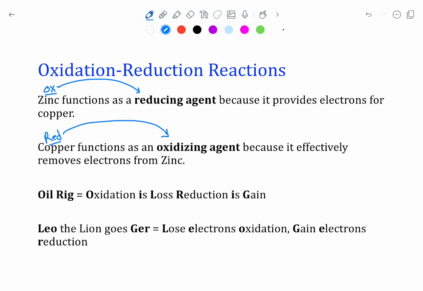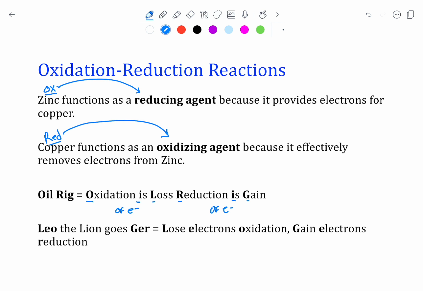We have some mnemonic devices that we can use to remember how the electrons are being transferred in oxidation reduction reactions or redox reactions. The first one is OIL RIG. Oxidation is loss of electrons, and reduction is gain of electrons. So this one, OIL RIG, is talking specifically about the electrons. I personally like OIL RIG over the other one, but whatever one speaks to you more that allows you to remember this, use it, okay?